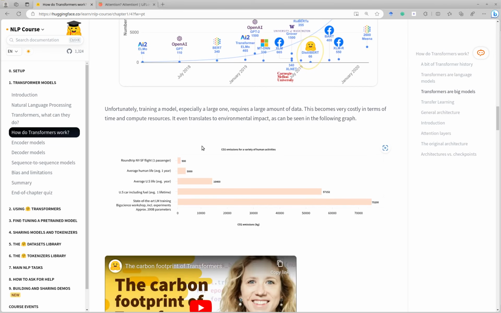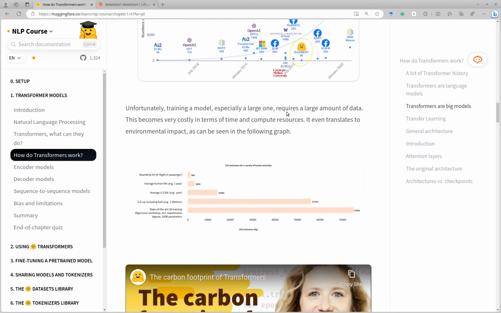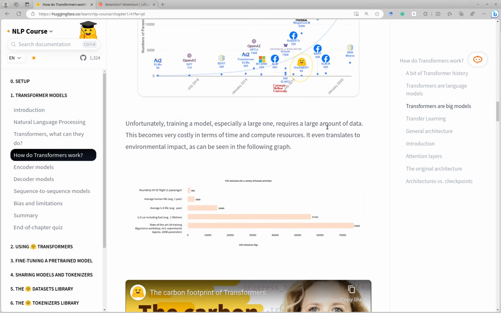And the important thing mentioned here is regarding CO2 emission. That's of course as the number of parameters are increasing, the energy or resources required to train those models are also increasing, as a result of which carbon emission is also increased due to the fact that they contain a large number of parameters.